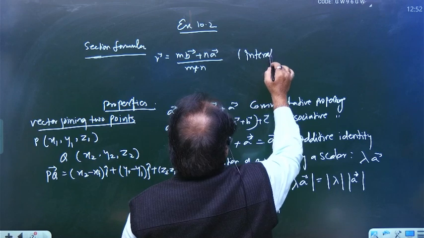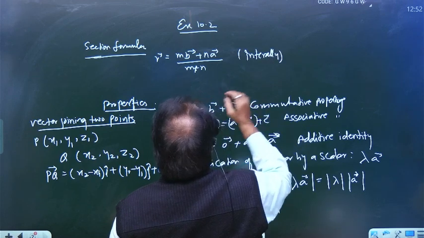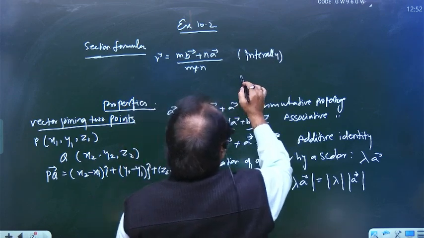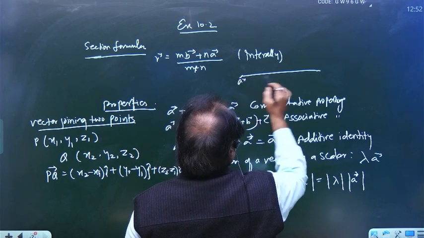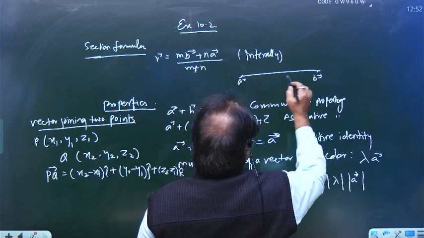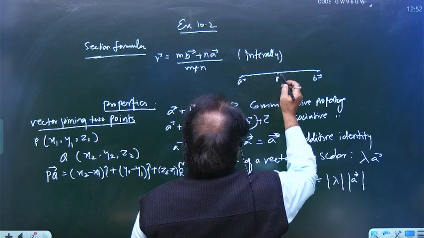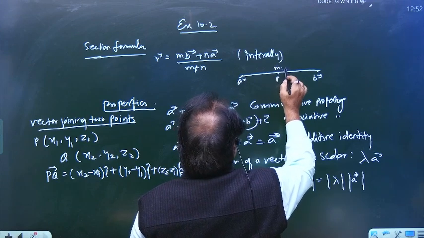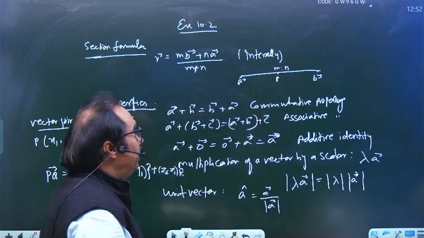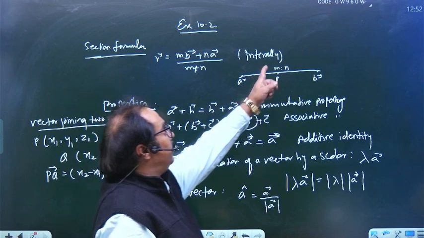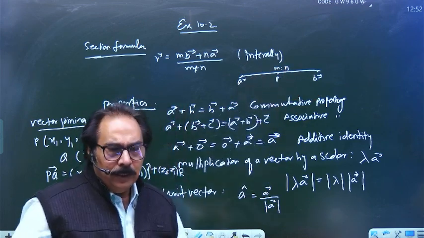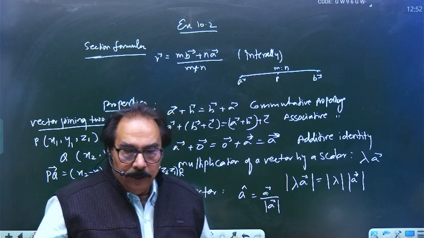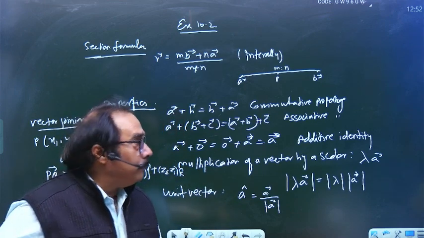Suppose this is A vector and this is B vector, which is divided by a point P in the ratio M is to N, internal division. So the formula is M B vector plus N A vector upon the sum of the ratio. This is called internal division.